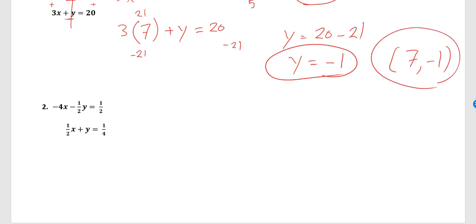Okay, let's look at the second exercise. So here we have minus 4x minus 1/2 y equals 1/2, and 1/2 x plus y equals 1/4.